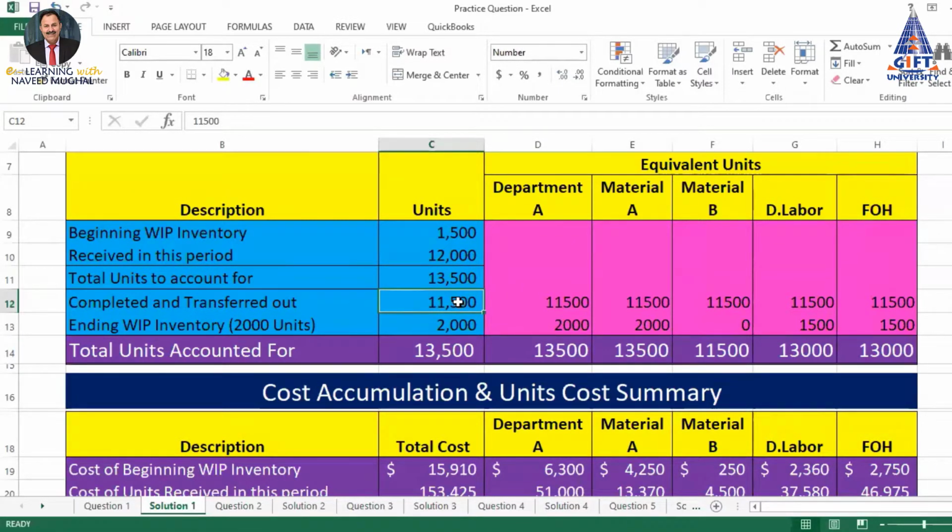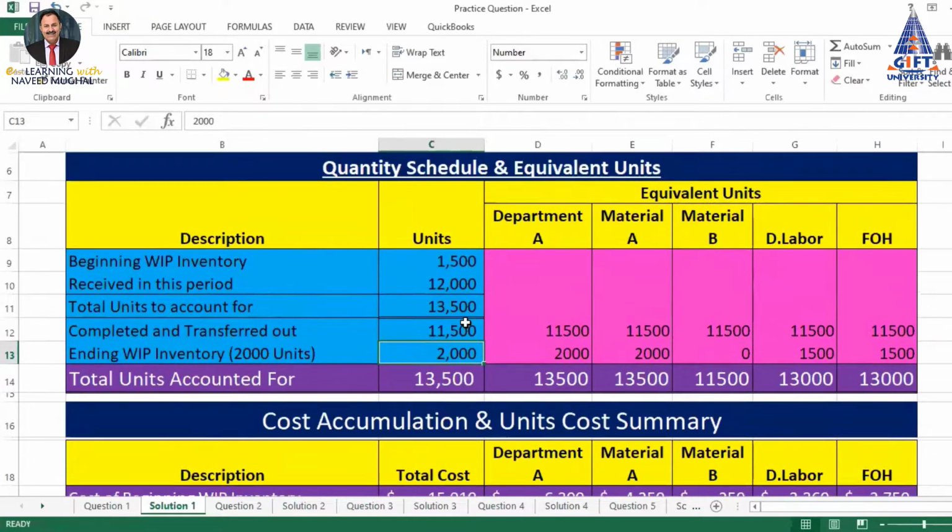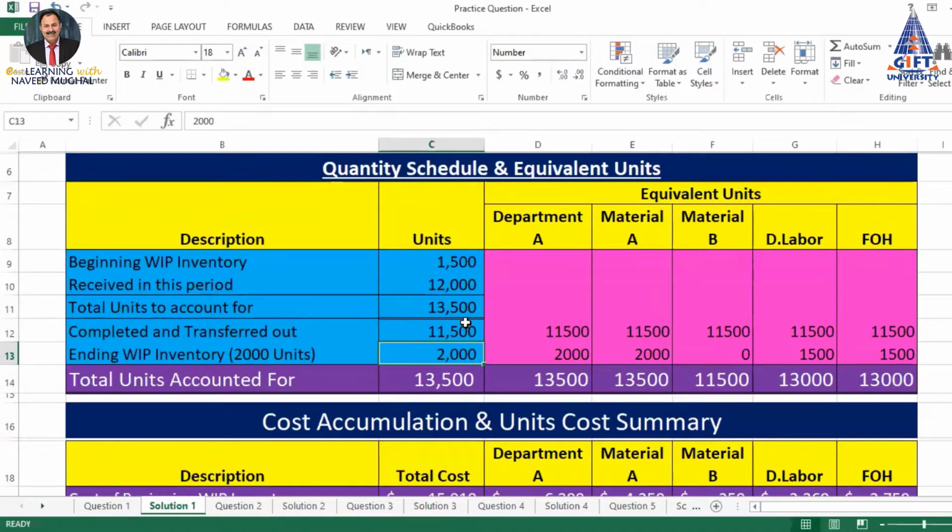Those units might be completed but still in process. Ending work in process inventory are 2000 units and 2000 units have stages of completion. Another point to be noted is that when we have no stages of completion of beginning work in process inventory, please note it down. When we do not have beginning work in process inventory stage of completion, we cannot apply FIFO method. We can only apply weighted average method.